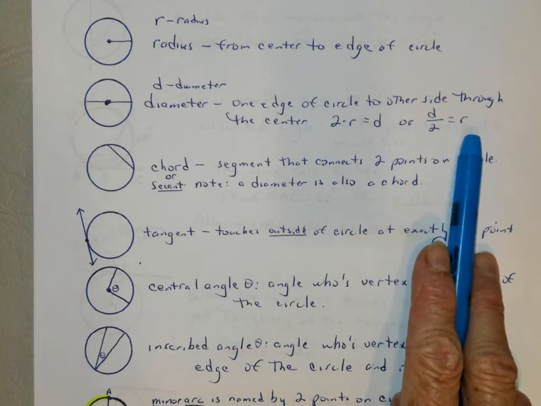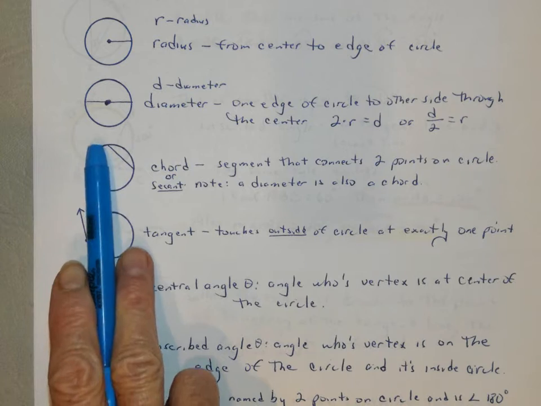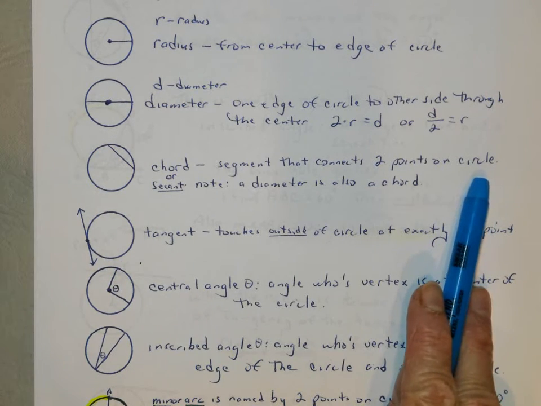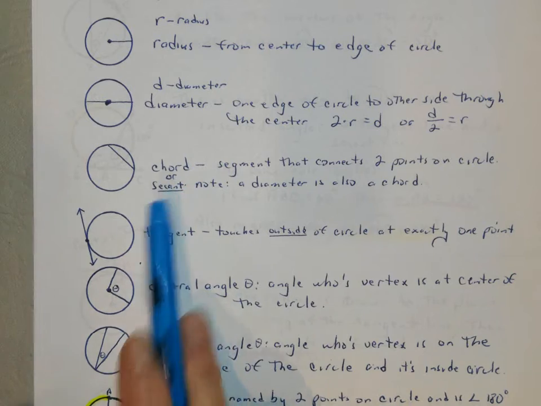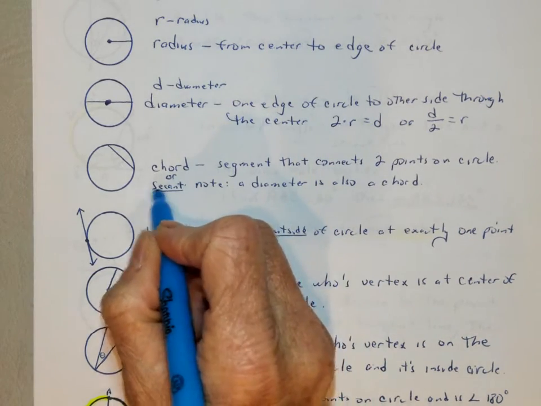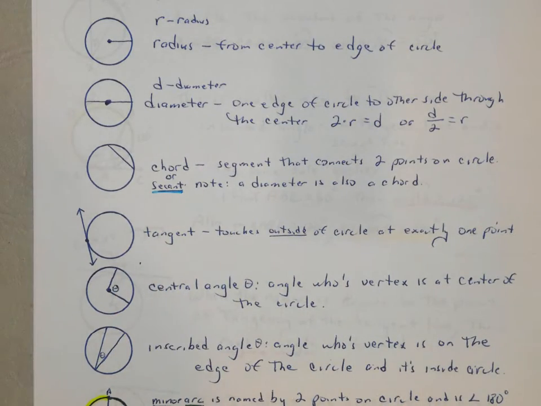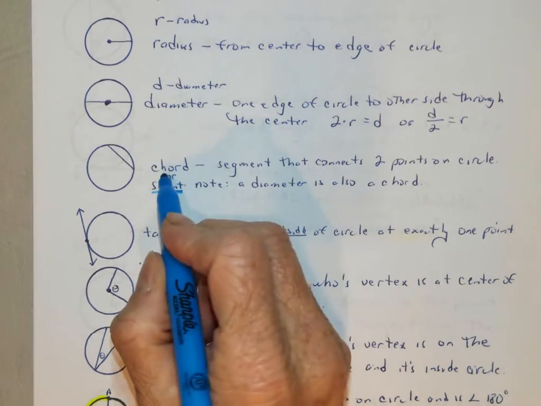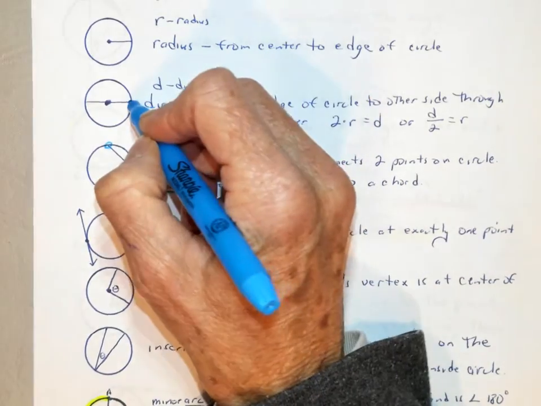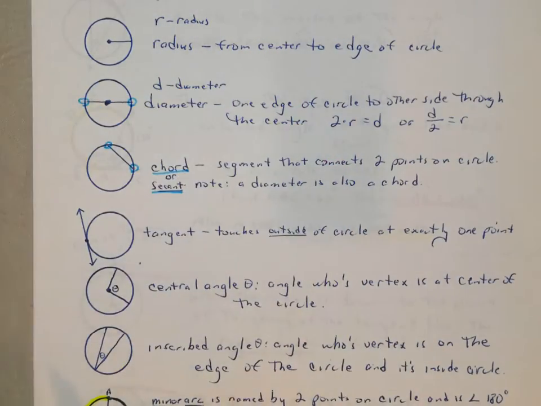Okay? Now, a chord will be a segment that connects 2 points on the circle. It can also be called the secant, and this is going to be important when you get into calculus, but for right now, we can also call that a secant line. A chord or a secant line touches the circle at 2 points, okay? Just like the diameter is a secant line or a chord because it touches the circumference at 2 points, okay?